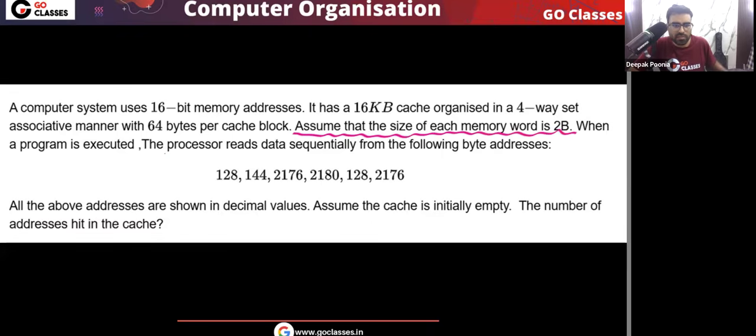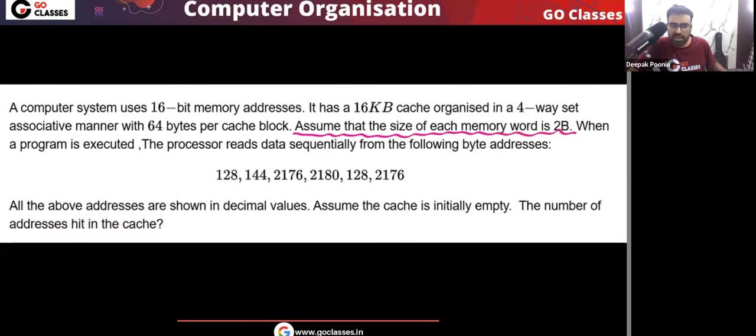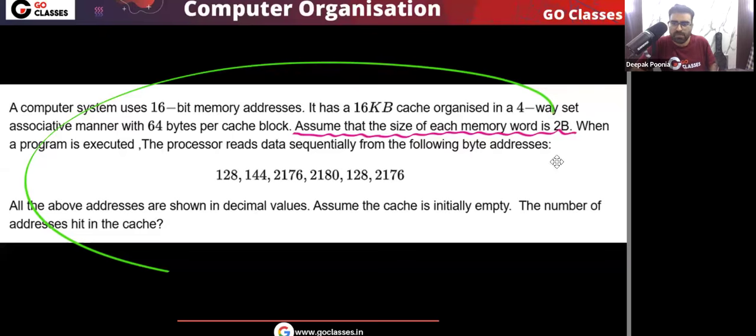The reason is very simple, because if you read this question, the question does not say that main memory is word addressable. If the question does not explicitly say that main memory is word addressable, then by default we will always assume that main memory is byte addressable. So this word size has no relevance to this question. The statement that assume that word size is 2 byte has no relevance to this question.